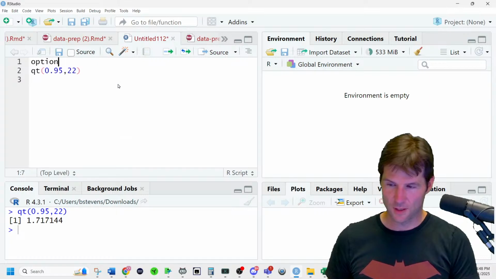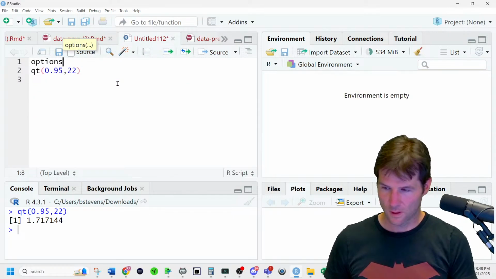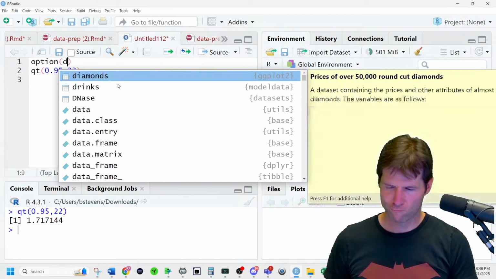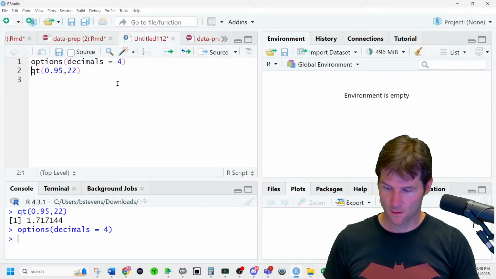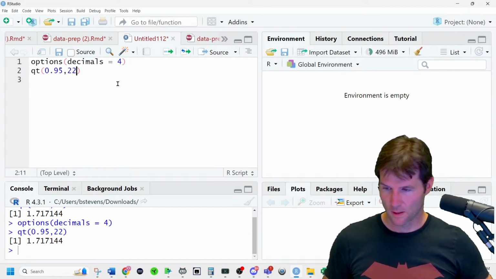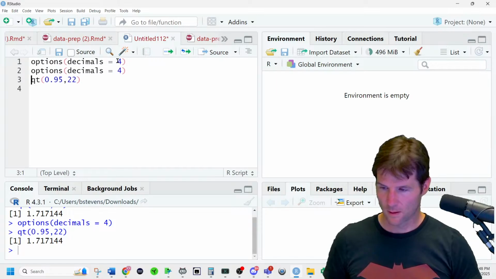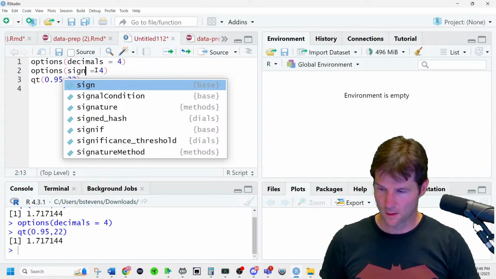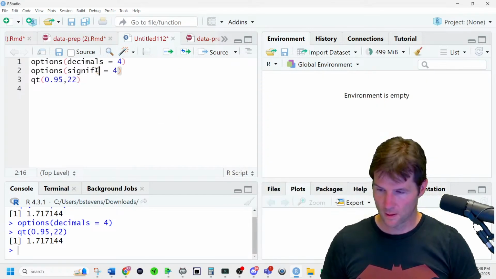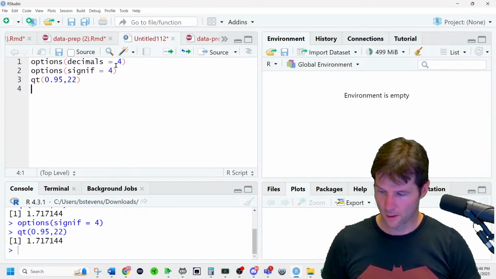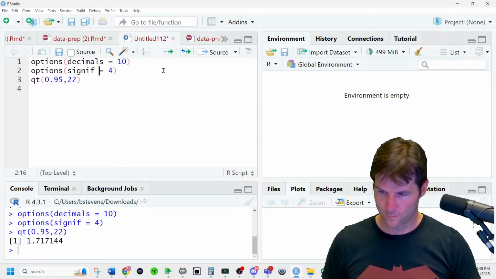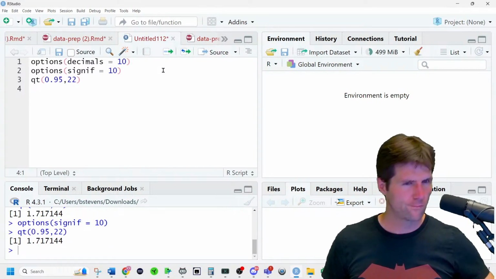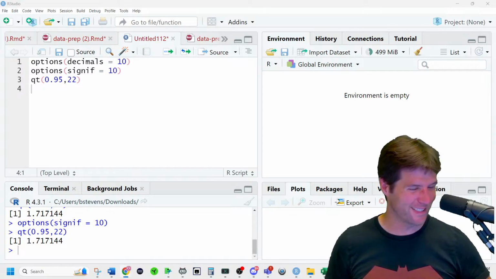And then you can go options. No. Options, decimals. Options? Decimals? That works. Am I going mad? That was options. I don't know how to change anything. If there's questions, please ask.